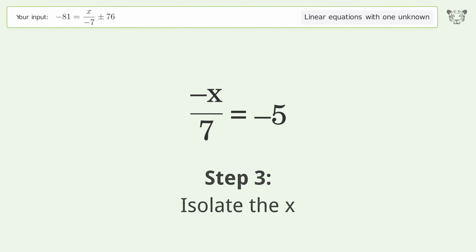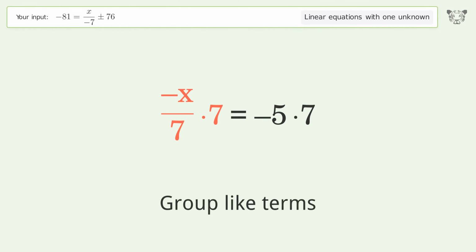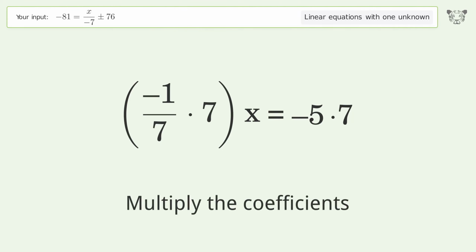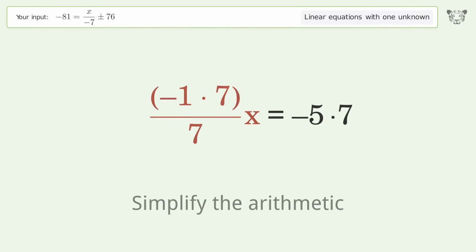Isolate the x. Multiply both sides by 7. Group like terms. Multiply the coefficients. Simplify the arithmetic.